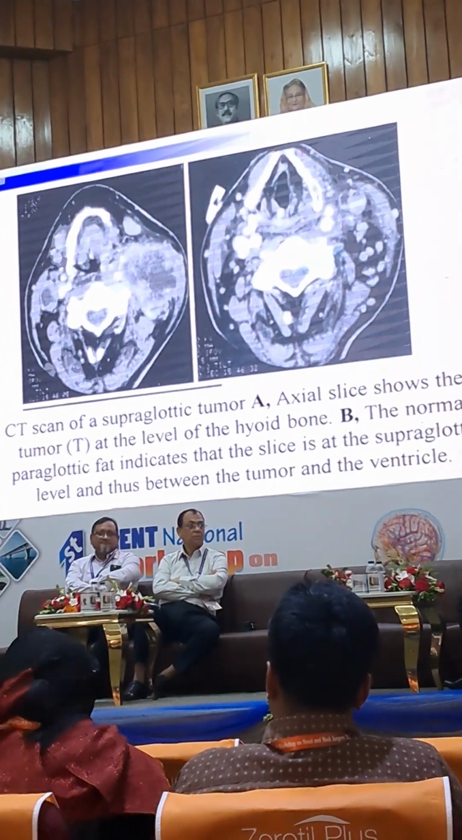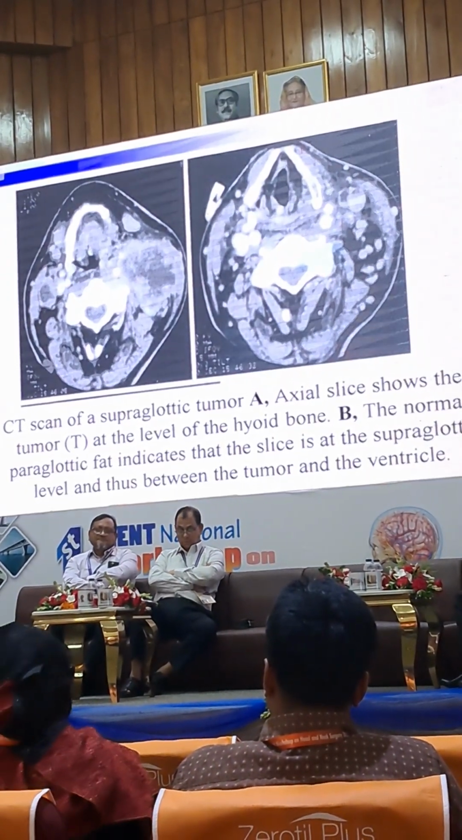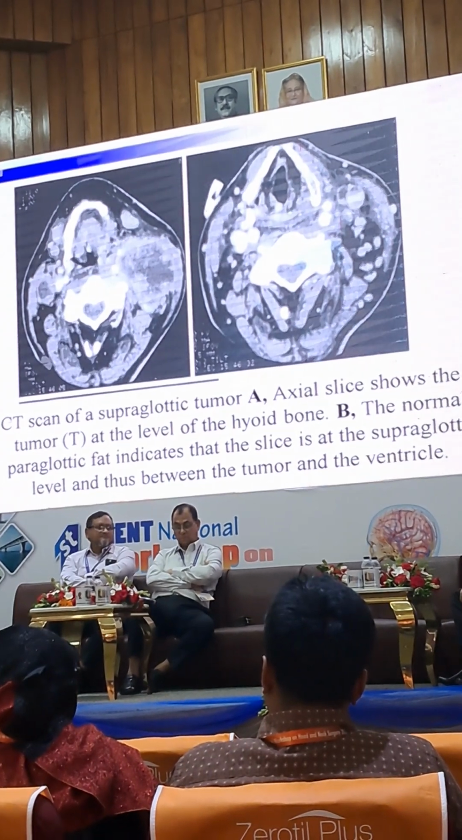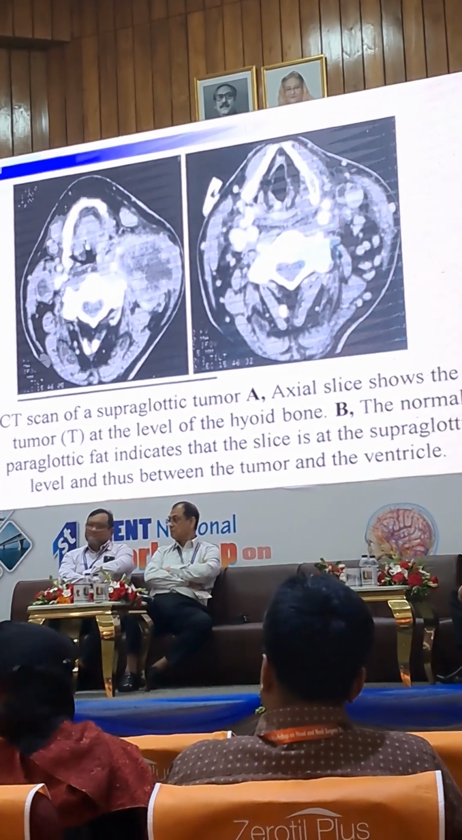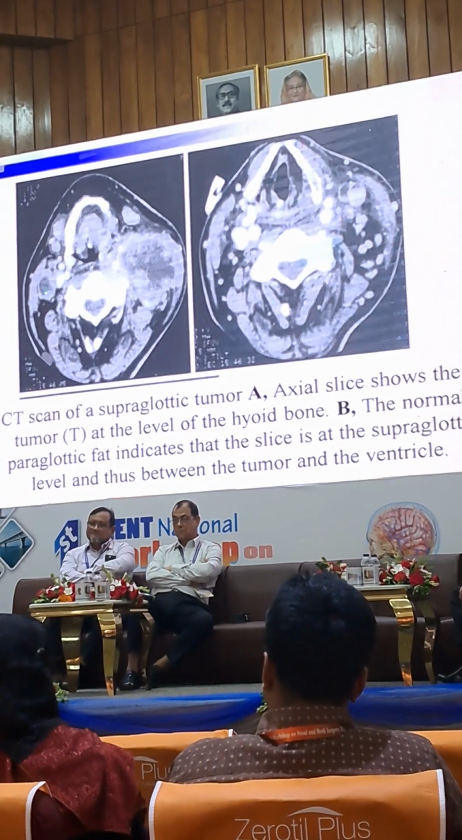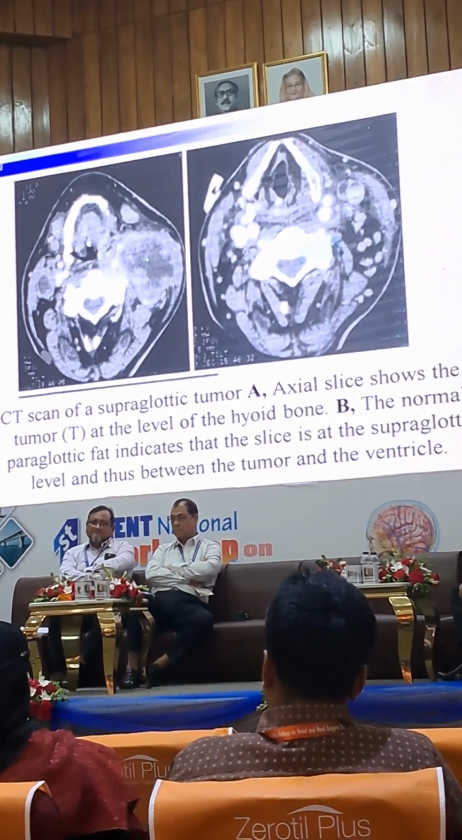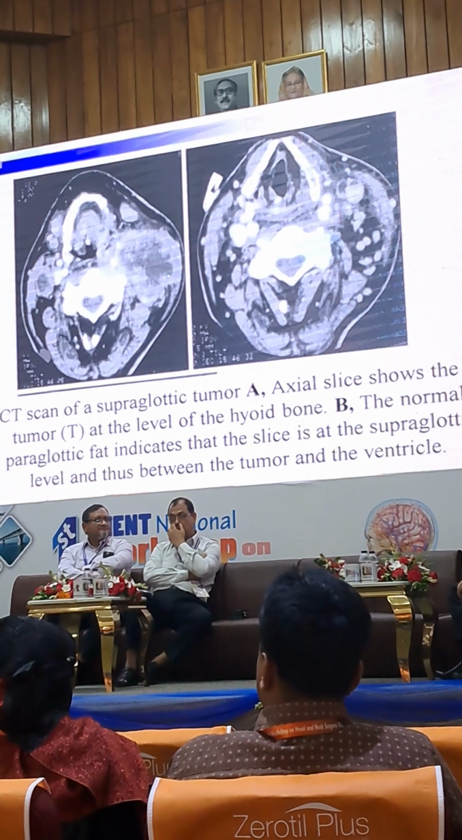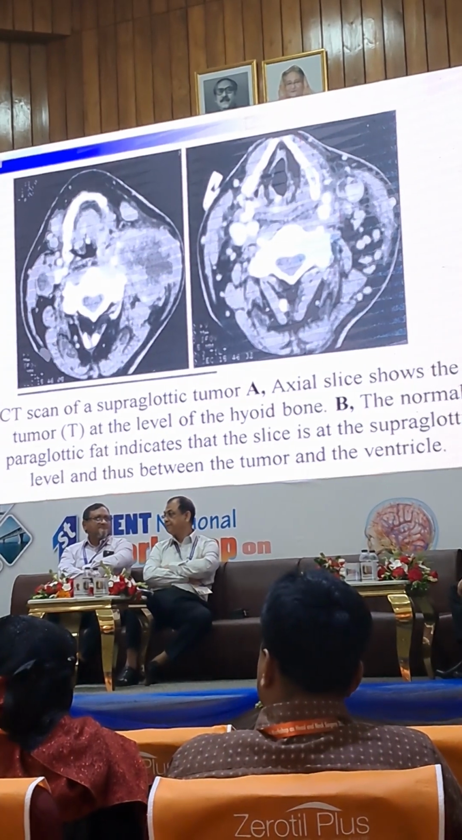And disproportion between tumor and lymph nodes: a small supraglottic mass at the thyroid cartilage level, and we see large necrotic lymph nodes of different sizes in both sides.